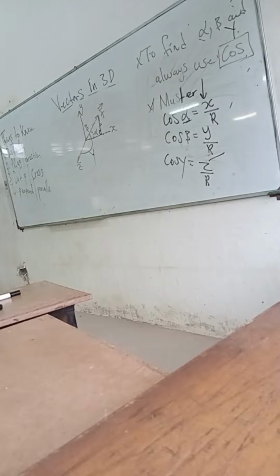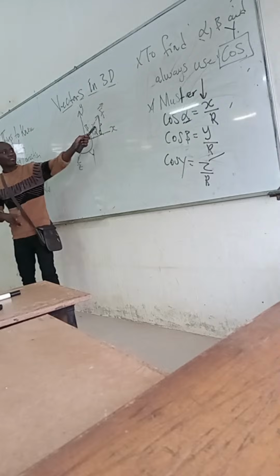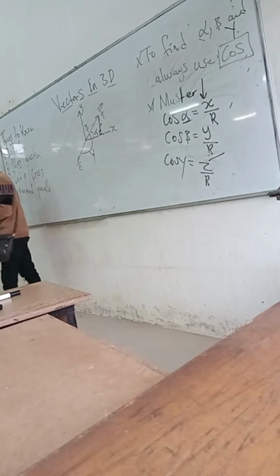Now, how are they going to set the question? They will say, find the cosine direction of this vector. Or they will just say, find the angles alpha, beta, and gamma. The moment you hear the words alpha, beta, gamma, always remember those formulas for cos. Cos alpha equals x over r, cos beta equals y over r, and cos gamma equals z over r. Gamma is related to z, beta is related to y, alpha is related to x. That's it.